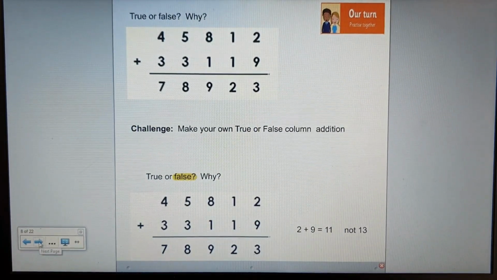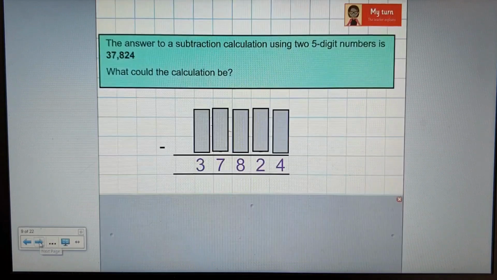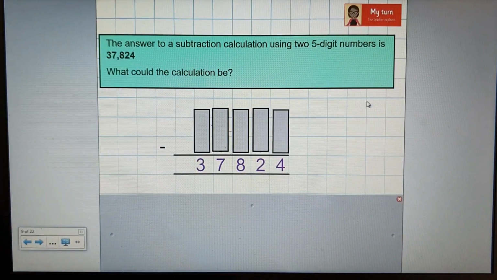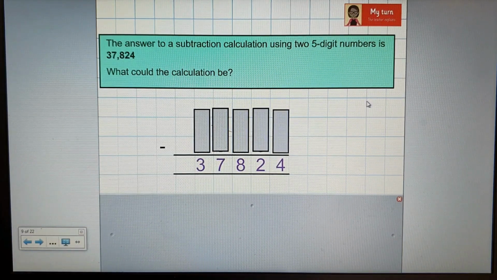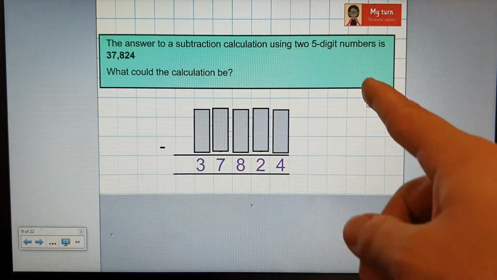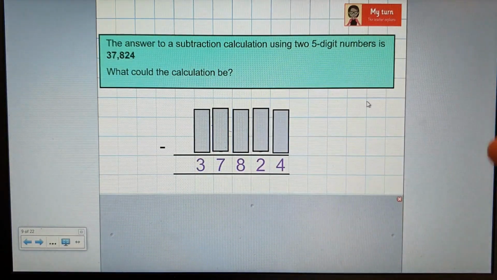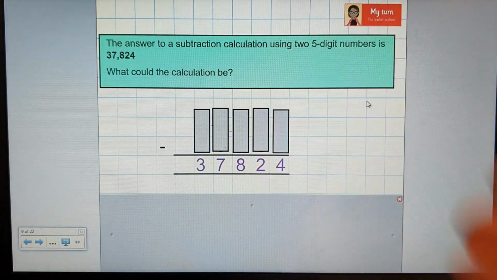We're going to move on to the next page now where I'm going to explain a subtraction problem which has a bit of a different twist to it because you're actually given the answer and you need to try and find out what the calculation would be. Now, if you're really feeling keen, you could pause the video now and go and have a go at this and then unpause and see how I get on.